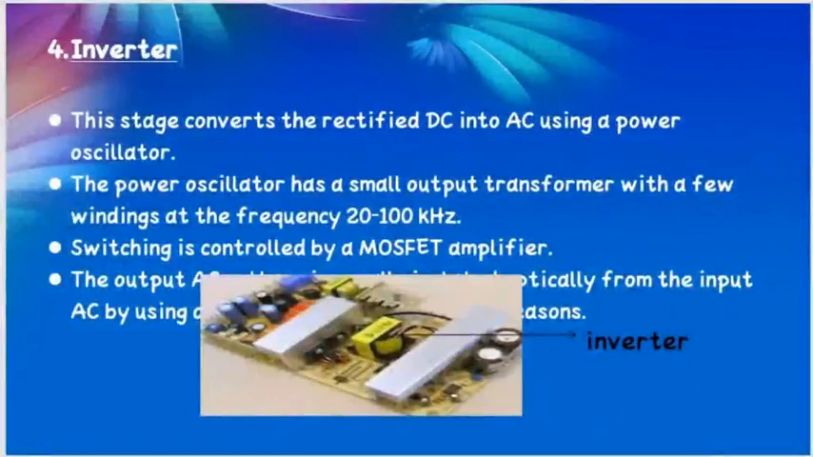Inverter. This stage converts the rectified DC into AC using a power oscillator. The power oscillator has a small output transformer with a few windings at a frequency of 20 to 100 kHz. Switching is controlled by a MOSFET amplifier.